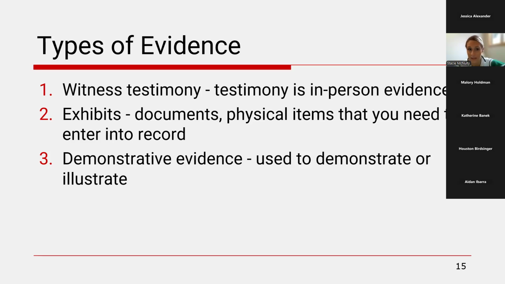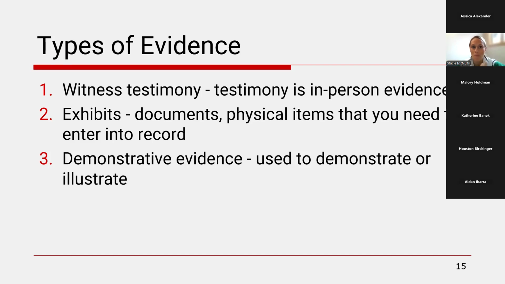Next, we've got exhibits or physical evidence. That's something that you need to enter into the record and establish, and we'll go through that later. You need to authenticate it, establish the foundation, say the magic words, and then that establishes it's something that the jury can rely on as evidence.